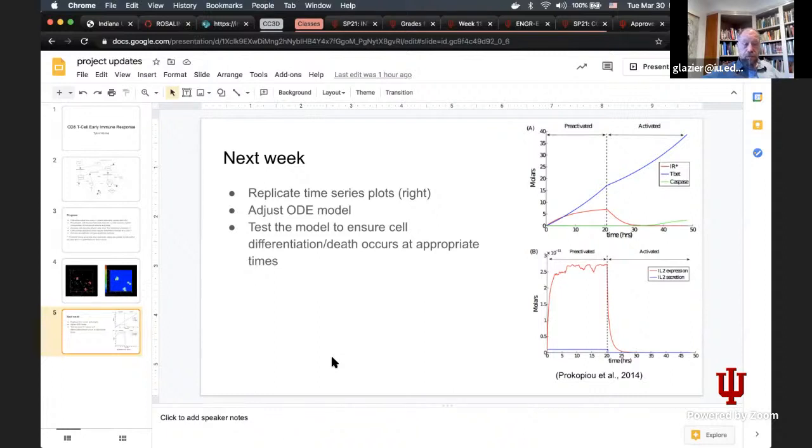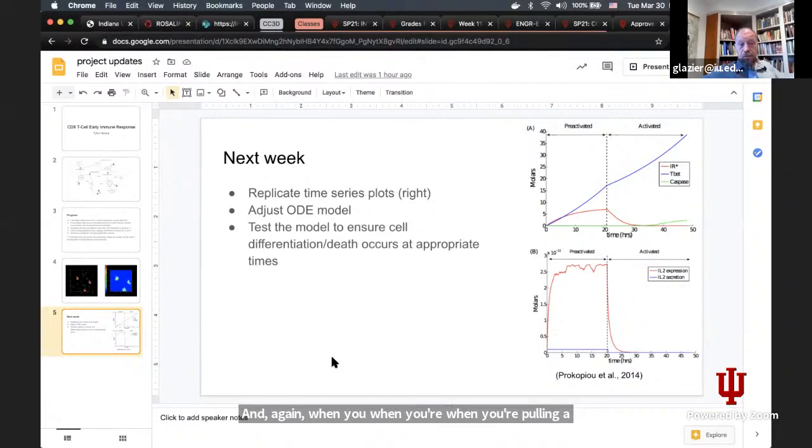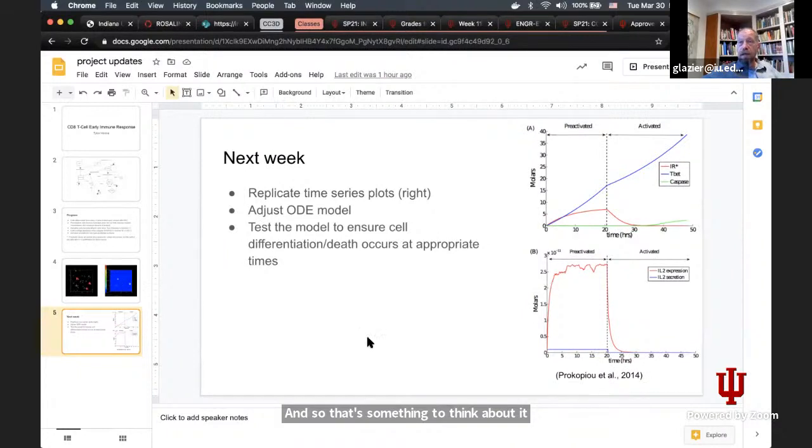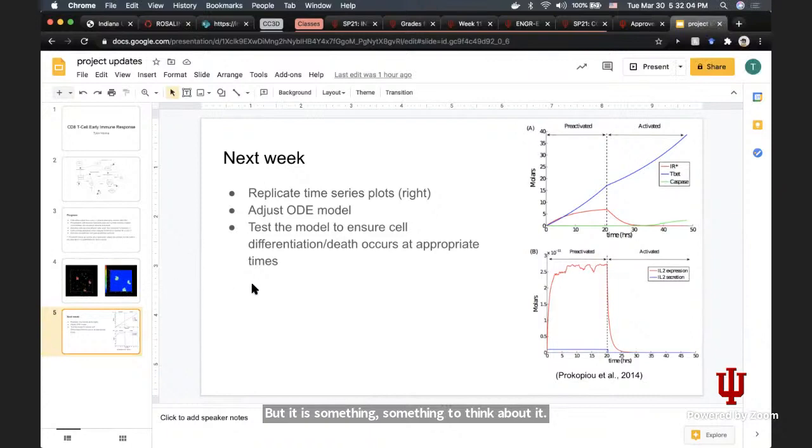And again, when you're building a large model, it seems maybe more complicated to break it down in pieces, but it does make it easier to debug. And so that's something to think about if you're running into problems. Of course, it's frustrating if you built the whole model to have to back off and run pieces of it independently. But it is something to think about a bit. Okay. But yeah, that's pretty much all my updates for this week.